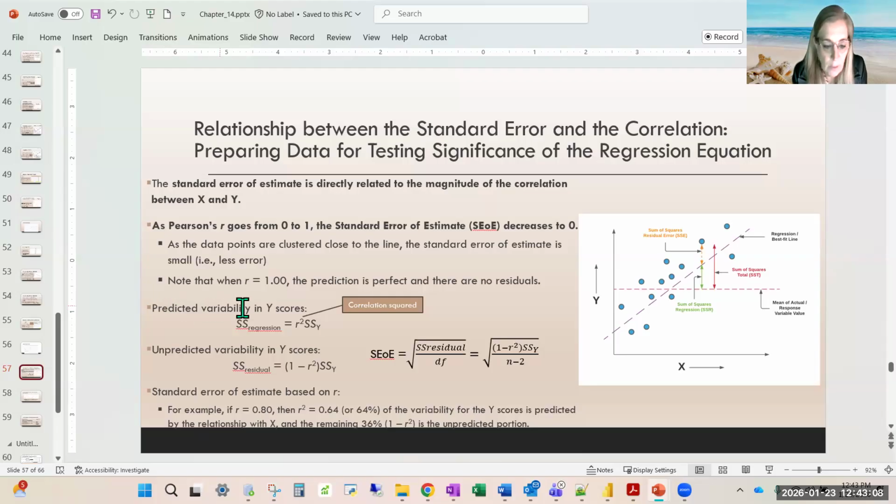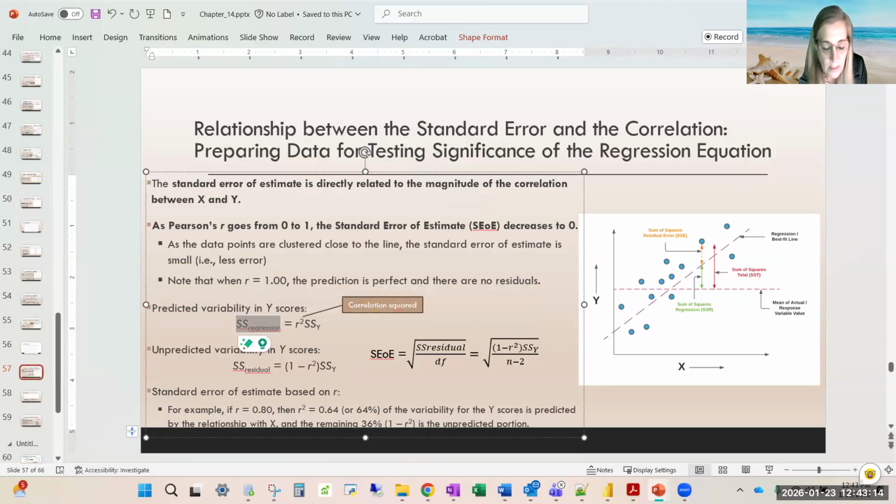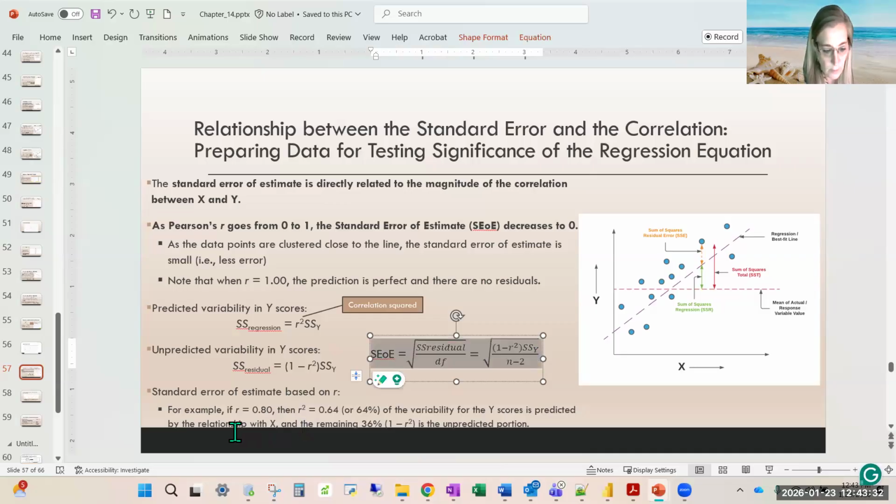Predicted variability in Y-scores is calculated using SS regression, and here's the formula. Unpredicted variability in Y-scores, we can see the formula here. And hence we can see how to calculate it using these formulas.